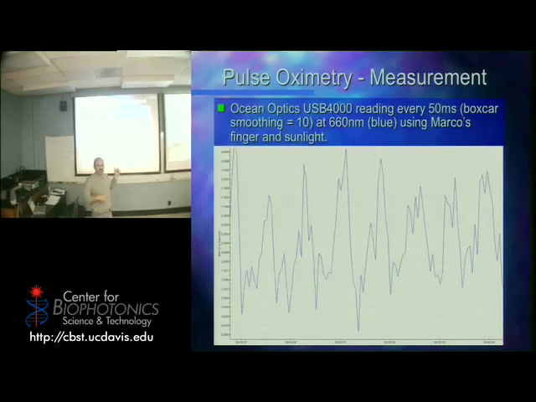Why do you guys think I might have picked the 660 rather than 910, 940? Believe it or not, the detectors are more sensitive, so you get a bigger peak. Also, if you remember in the graph, there was a much bigger change in absorption than at the other wavelengths. Okay. So that's why this one was convenient to use.